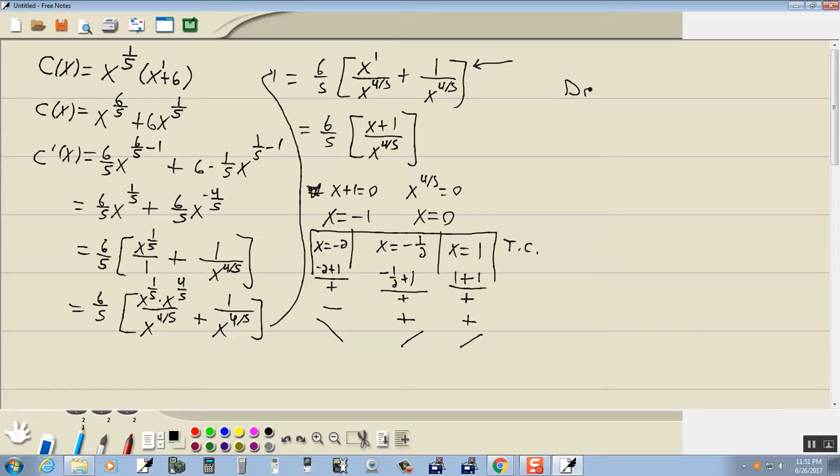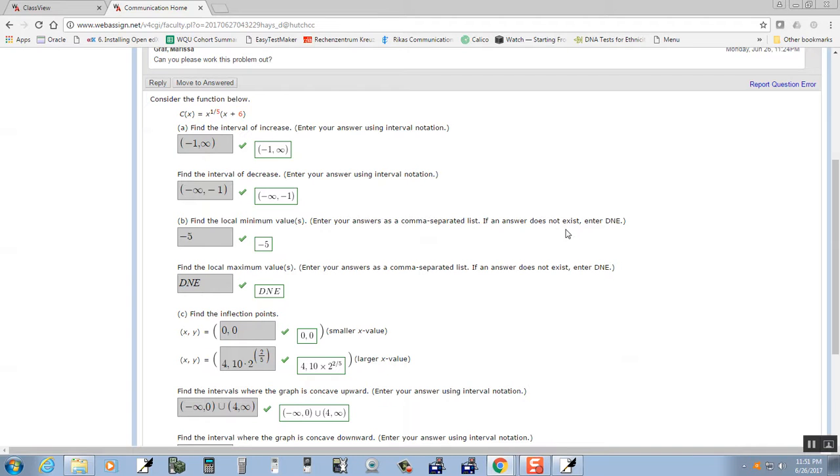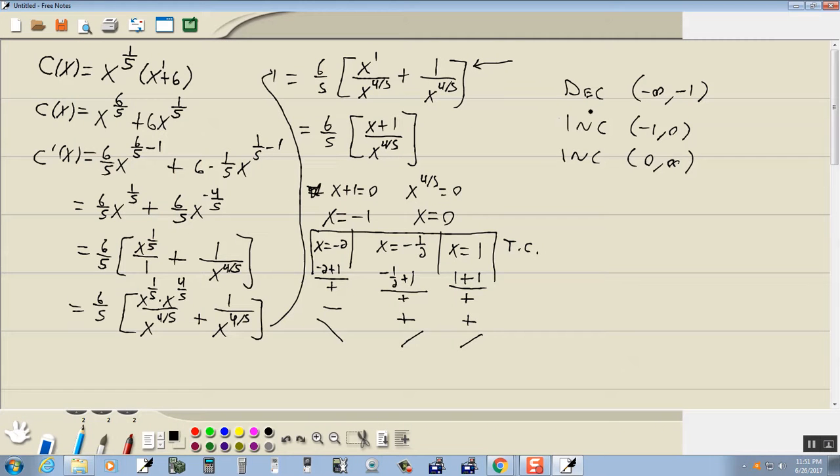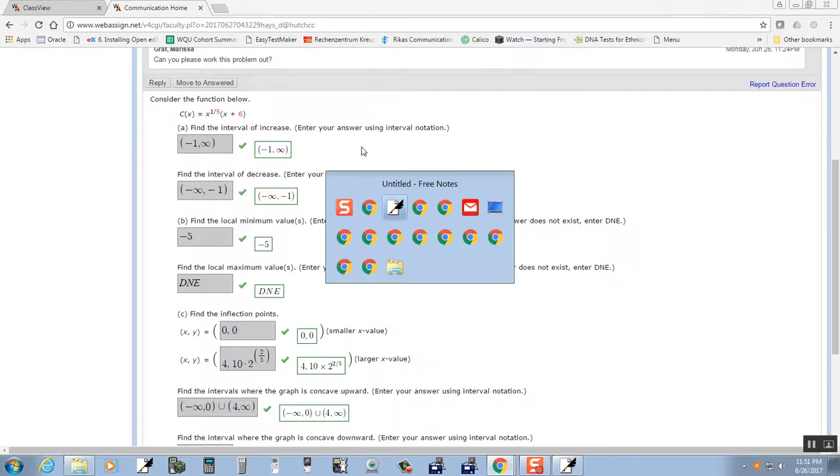So it's decreasing from negative infinity to negative 1. It's increasing from negative 1 to 0, and increasing from 0 to positive infinity. Now here, see where it's decreasing from negative infinity to negative 1. But then the interval of increase went from negative 1 to positive infinity.